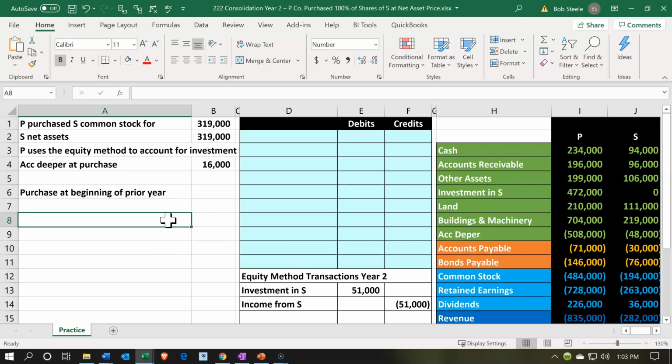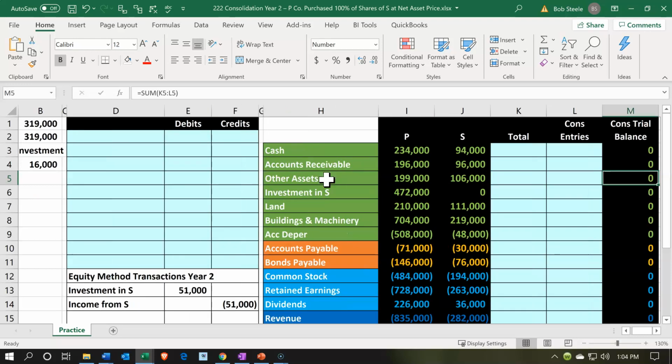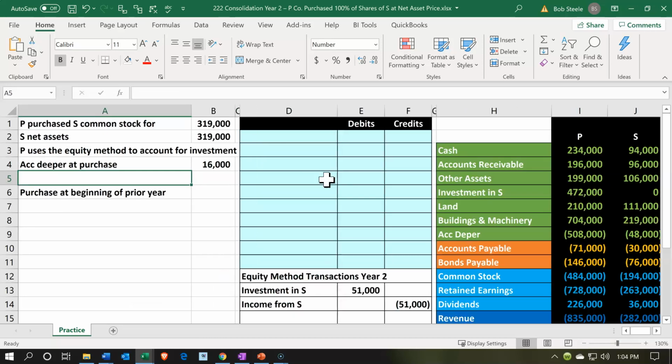Here we are in our Excel problem. So we're going to have our information on the left. We're going to enter that information into the blue area on the right. And then we have our consolidation worksheet where we're going to enter our consolidation entries or our elimination entries, however you want to call them. So here's our information. P purchases S common stock for $319,000. The S net assets were $319,000 at the time of purchase.